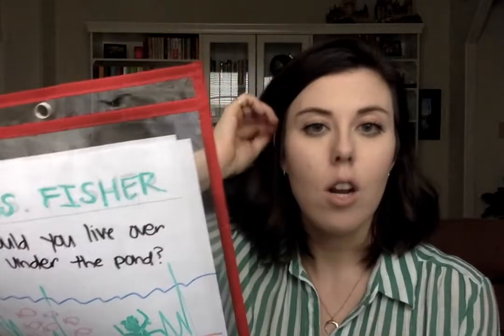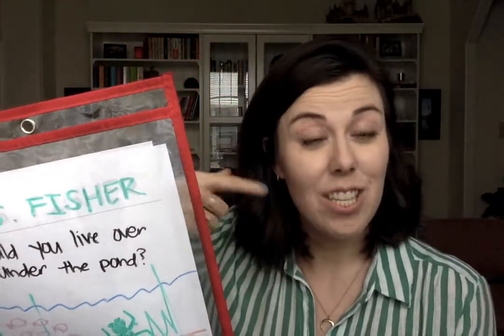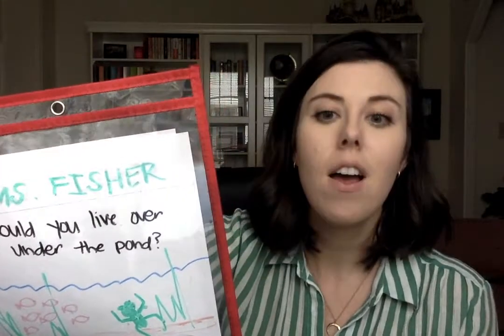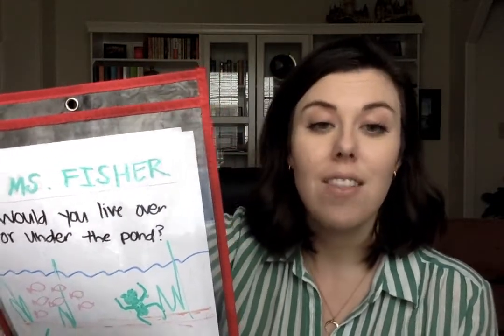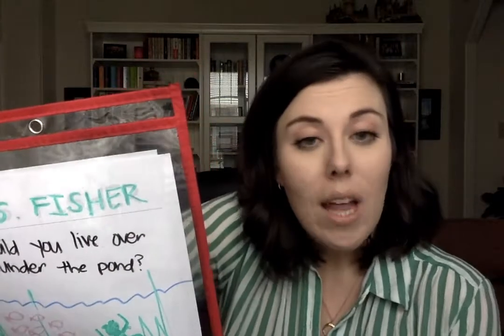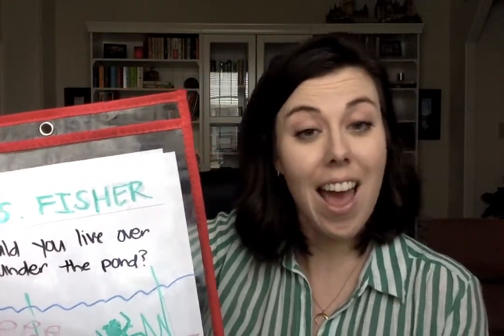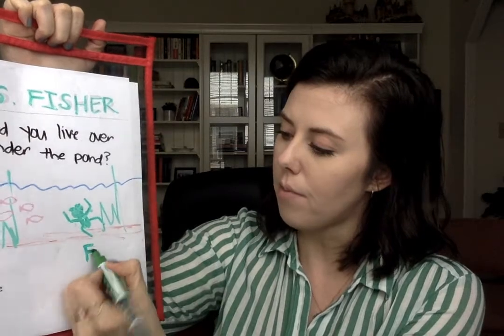So I need to say the word frog. I need to listen for the sounds. Let's see. Frog. I hear the sound at the beginning of the word frog. What letter says f? It's the letter F. F says f for frog. So right under my frog, I will write the letter F.